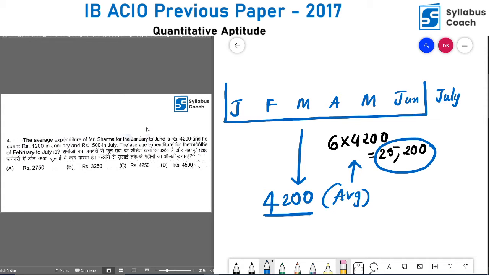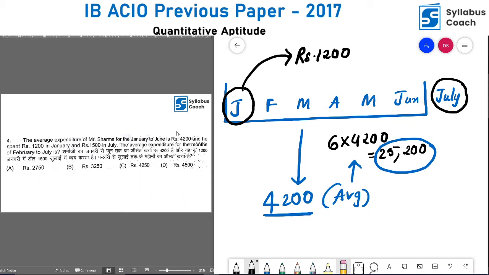Also, it was given that this guy has actually spent rupees 1,200 in January alone and 1,500 in July. How much did he spend in July? He spent 1,500 in July. What is the average expenditure for the months of February until July?